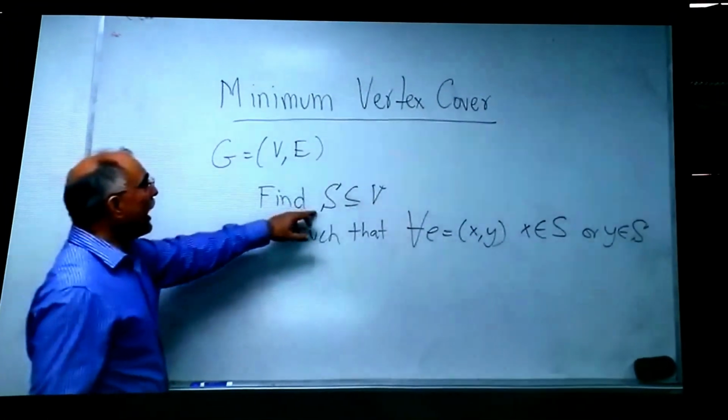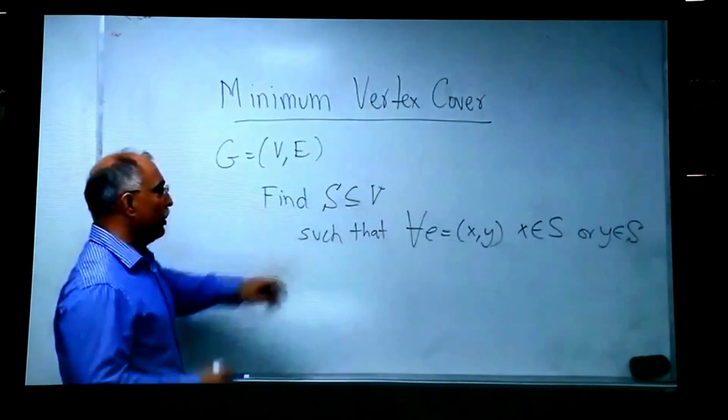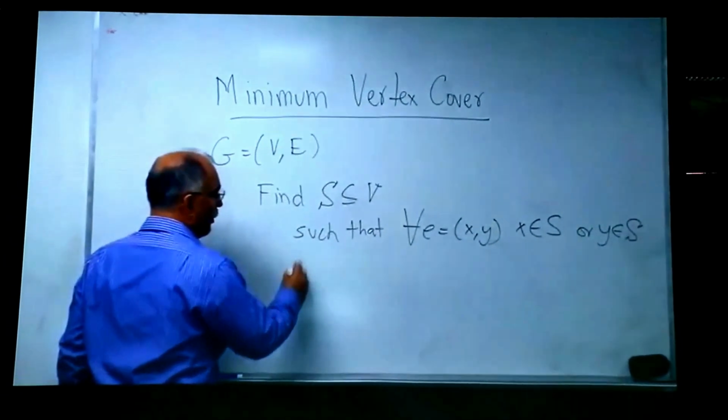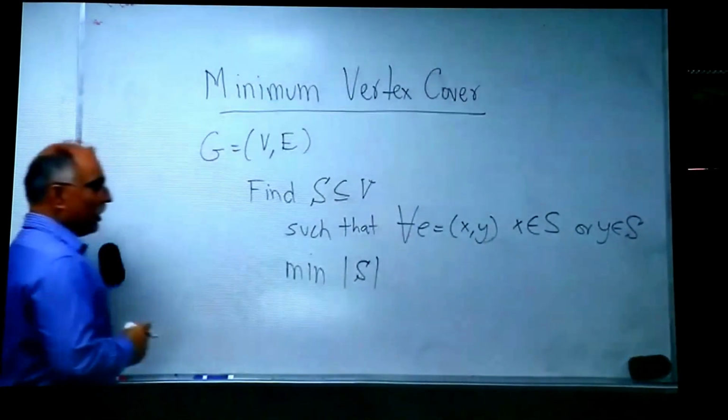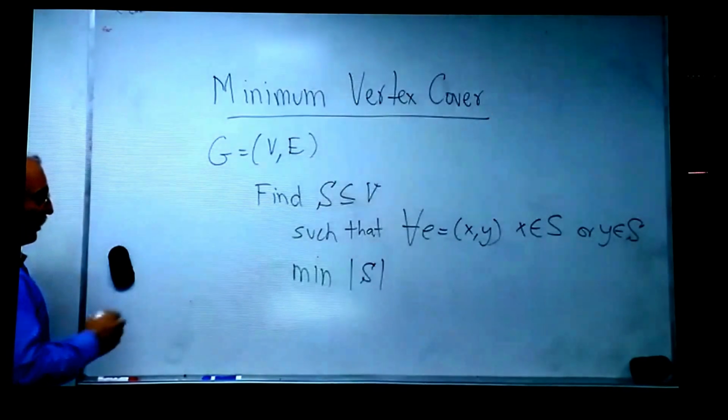Of course, we could take S as all of V and this property would be true. So the interesting problem is to minimize the cardinality of S. Okay? So I want to find the smallest subset of vertices such that every possible edge is covered.